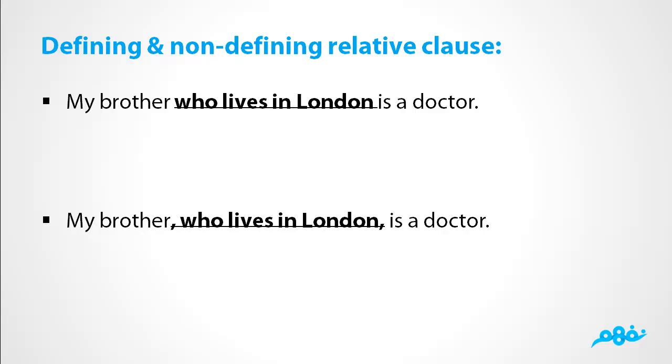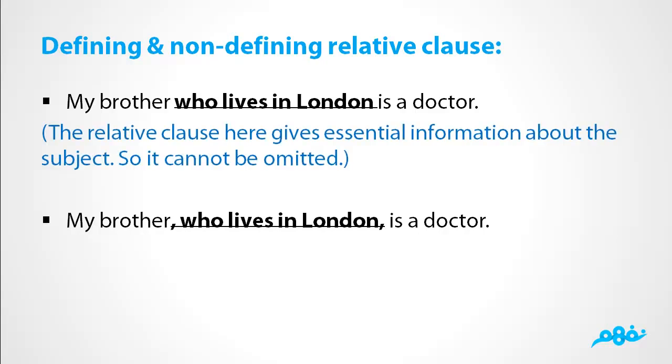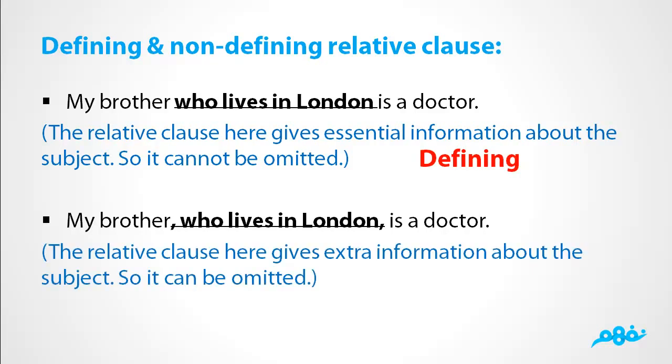The difference between the two sentences. In the first sentence, the relative clause gives essential information about the subject, so it cannot be omitted. But in the second sentence, the relative clause gives extra information about the subject, so it can be omitted. And the non-defining relative clause is always put between two commas, but the defining cannot be put between two commas.